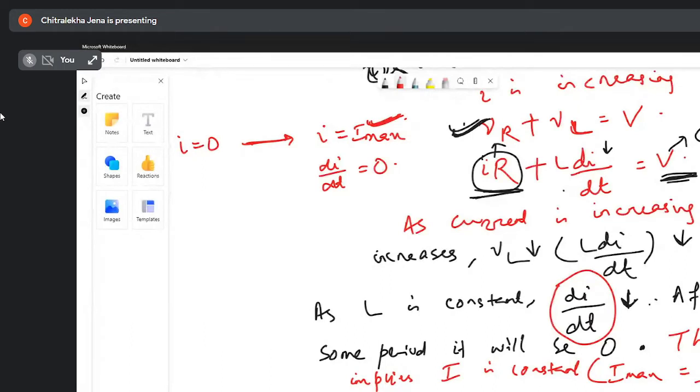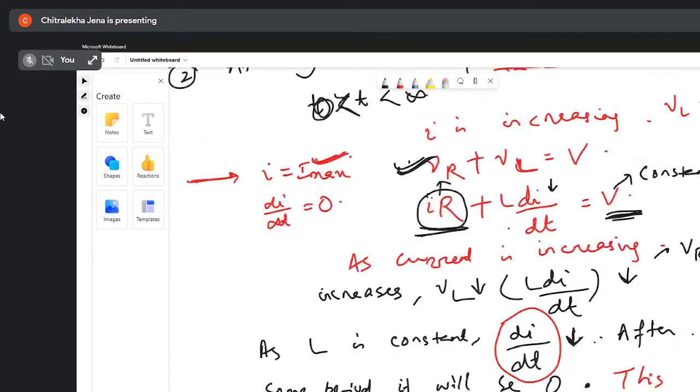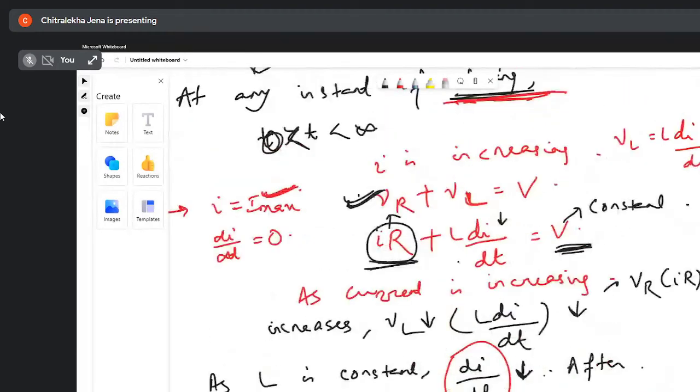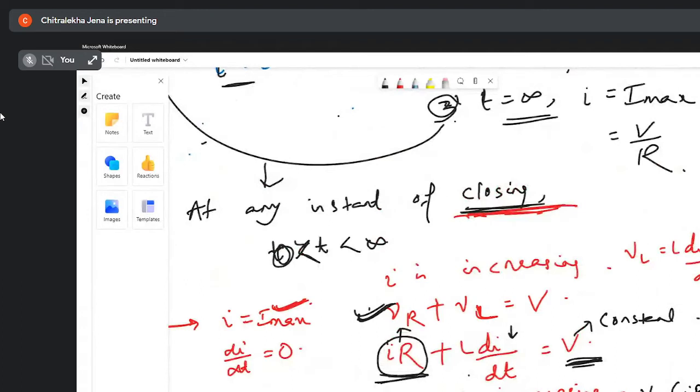Got it or not? All of you got it? All of you understood? Okay, so simple equation. I have told you that initially at t equal to 0, the current is 0. At t infinite, the current is maximum. What about VL? What about the value of VL?